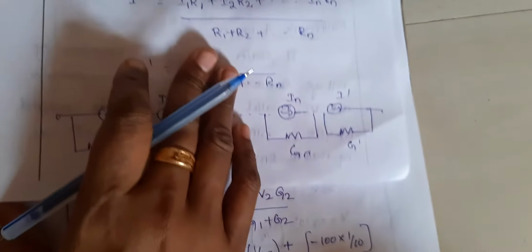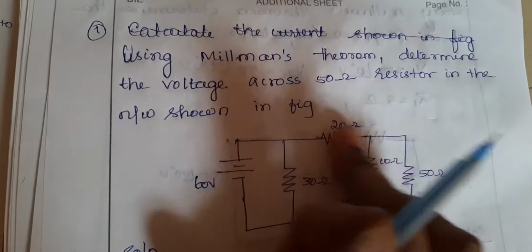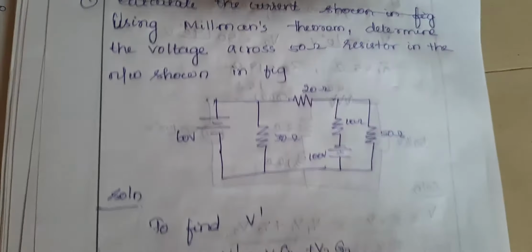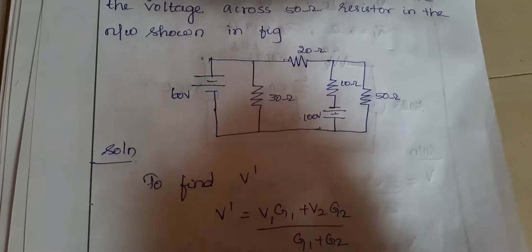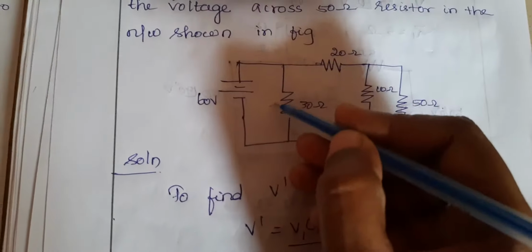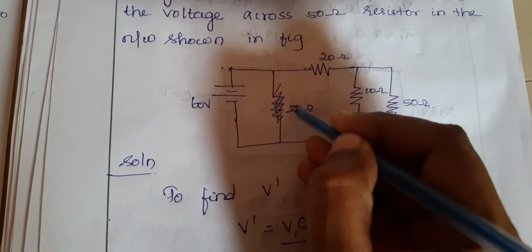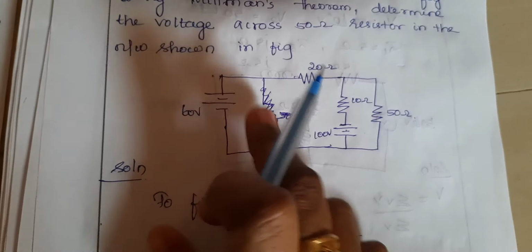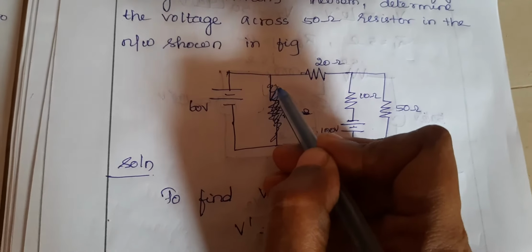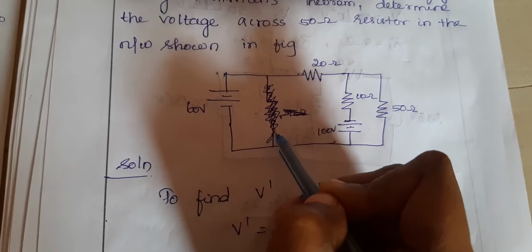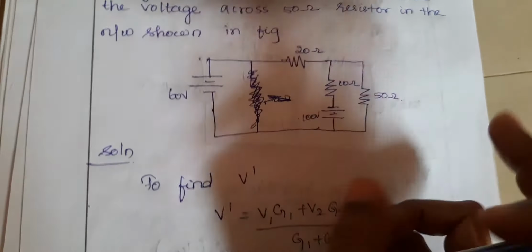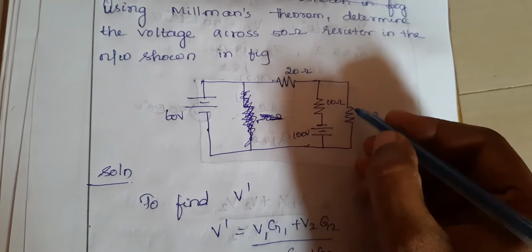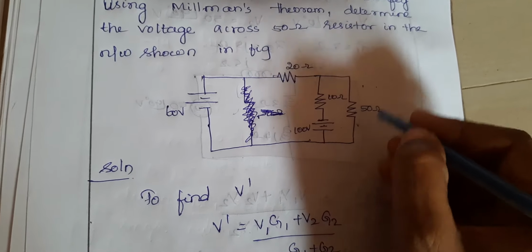So we can see the problem now. Using Millman's theorem, determine the voltage across the 50 ohm resistor in the network shown. Listen, sorry, here there is no 30 ohm; this 30 ohm is not present. In the circuit, only the 60 volt source is in series with a 20 ohm resistor. This resistor is not present. The 60 volt is in series with 20 ohm, the 100 volt is in series with 10 ohm, and here is the 50 ohm. So you want to find the voltage across this 50 ohm resistor.